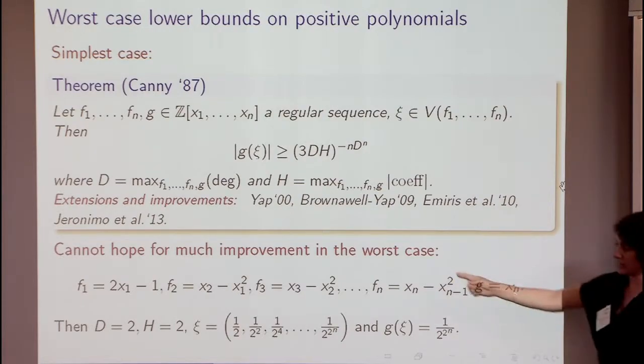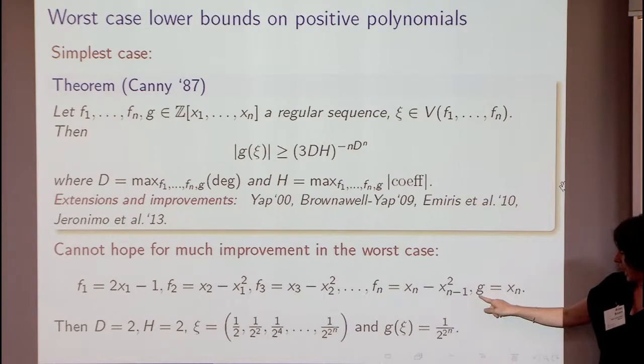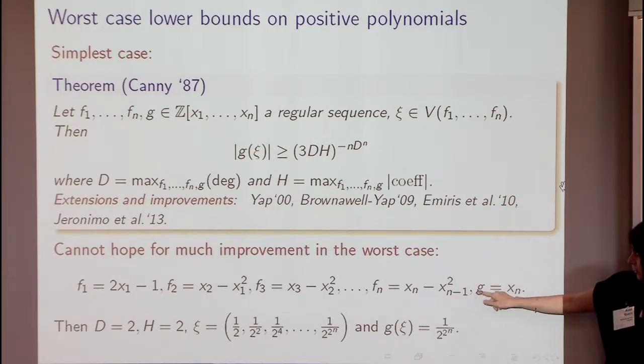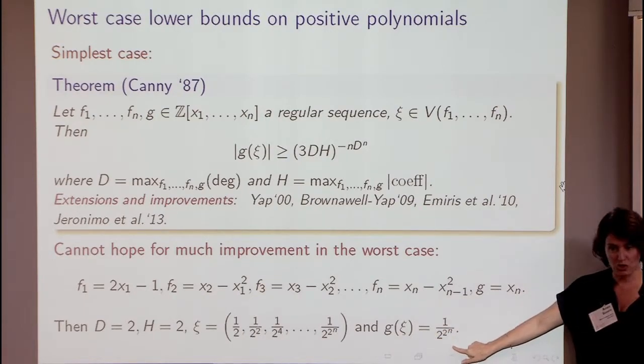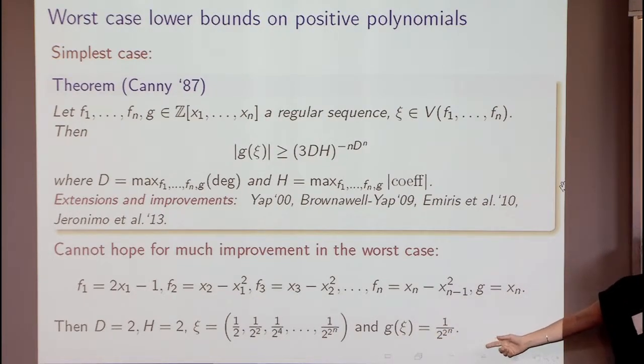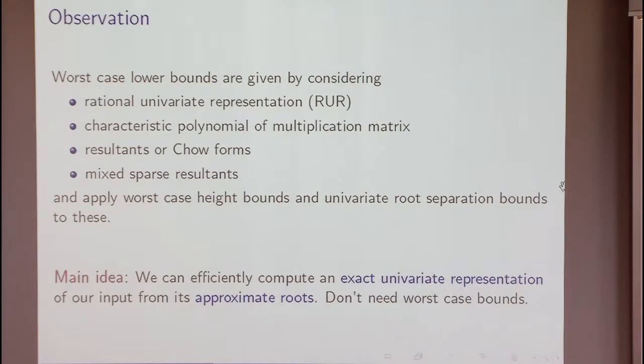And they don't have a common root, but the last or the extra polynomial can have such a double exponentially small value on the roots of the previous polynomial. So, yeah, for using worst case lower bounds, we cannot hope to get too much better.